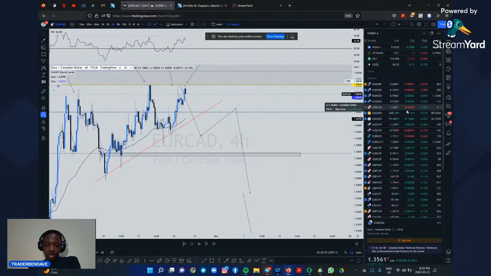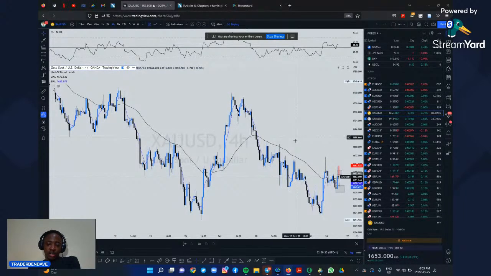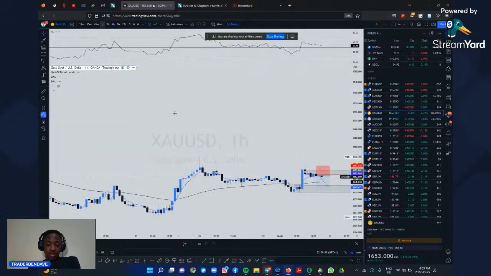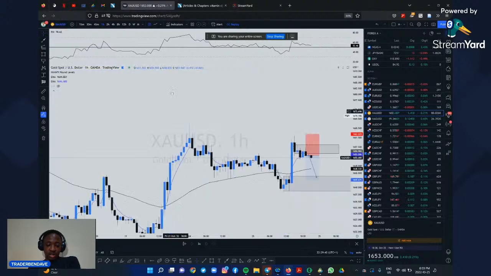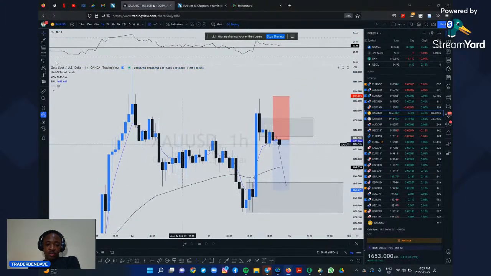Which other pair did we talk about? So gold, I didn't look at gold then. So I sold gold a few hours ago, but I got out of the trade. But this is still a really good trade. So we have price coming back into this high here. After that USD weakness today pushed gold to the upside, and price came back to test this level here, pulled back, created this liquidity, and it's looking to drop.